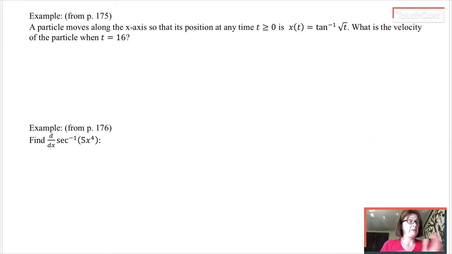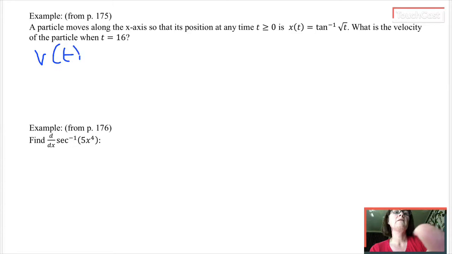So now I'm going to combine everything I know about position, velocity, acceleration with my new functions. I have a particle moving along the x-axis, and here's its position function, inverse tangent of square root of t. What is the velocity when time equals 16? Well, velocity is the derivative of position. So I'm going to find v of t, which is going to be the same thing as x prime of t.